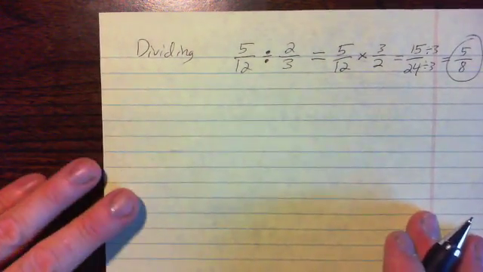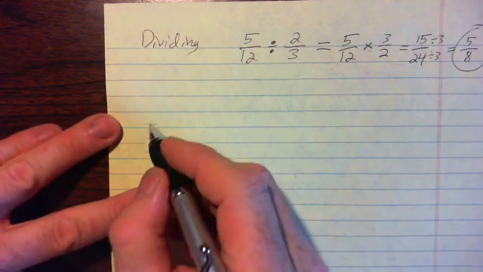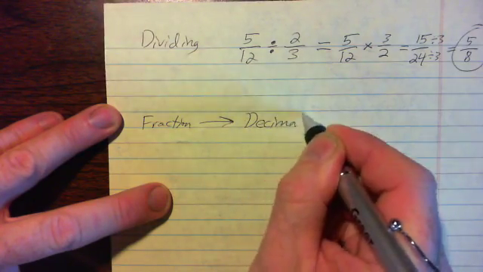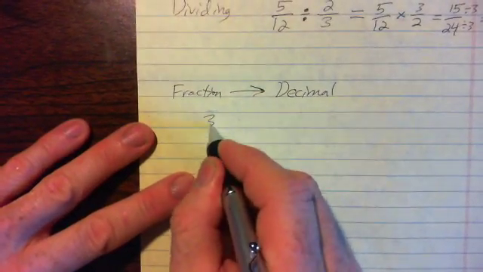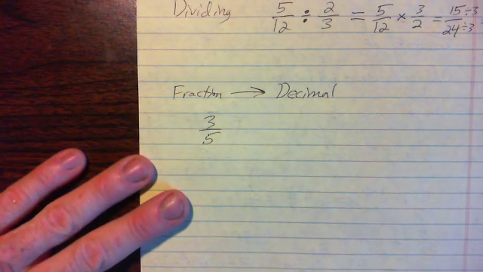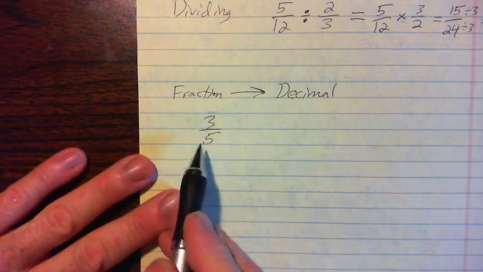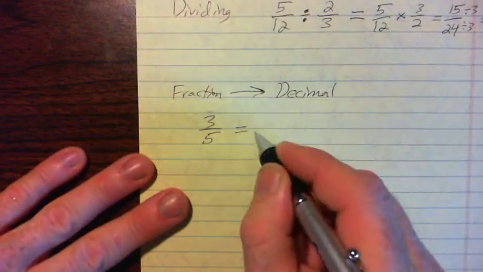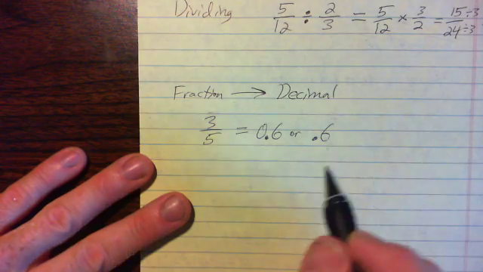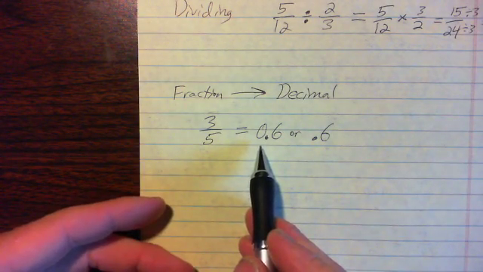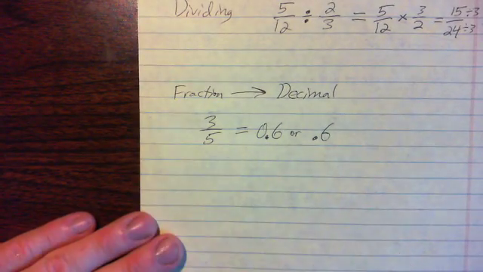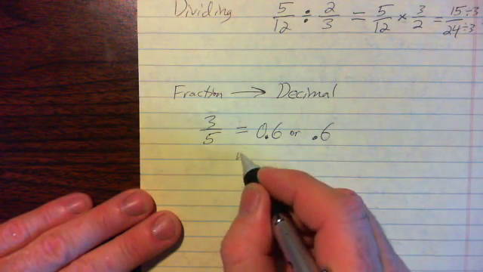Another very important thing to know about fractions is how to change a fraction to a decimal. If you had something like 3/5, you change it to a decimal. Well, use your calculator. 3 divided by 5. And if you do that on a calculator, you'll get 0.6. You don't have to write a zero in front of the .6. You can if you want. The calculator will give that. You just divide it with the calculator.